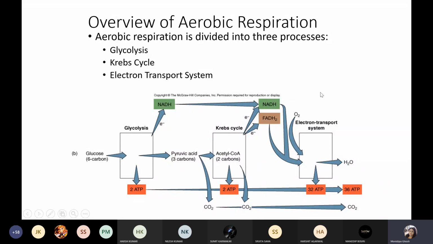So at the end of an aerobic respiratory cycle, how many ATPs are produced? You may be asking the question, how many ATPs are produced in aerobic respiration? It can come after glycolysis, then you have to write 2. After Krebs cycle, you have to write 2. And after the aerobic respiration, if it is coming, then you have to include all the 3 steps, like 2 plus 2 plus 32, that is 36.